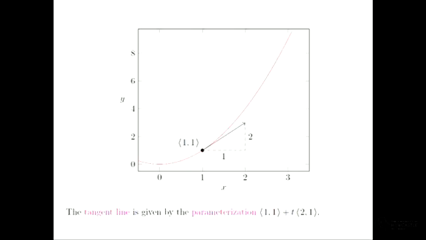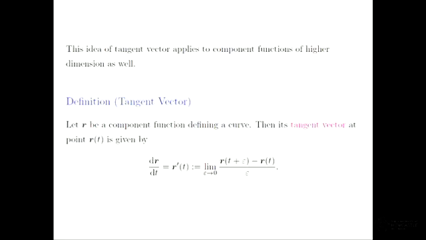Right, and the point is that you can combine this, and you're left with the component equation 1 plus t, 1 plus 2t. Right, so we can vectorize everything. Okay, so the idea of the tangent vector applies to component functions of higher dimensions as well. If we let r be a component function defining a curve, then its tangent vector at point r(t), right, so remember that when I say r(t), this is really indicating that we're on the curve at a point.